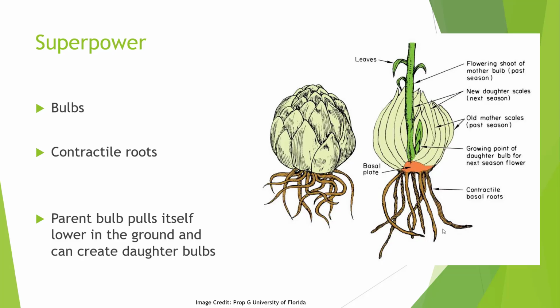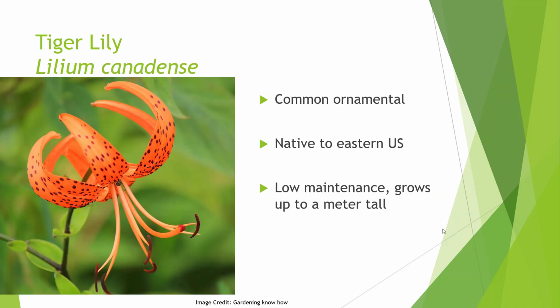They have contractile roots here. These roots come from the bottom, and then every year they kind of dig themselves a little deeper in the ground, which helps the bulb get deeper and deeper, and thus helps the plant grow and get better moisture. Let's look at some examples here.